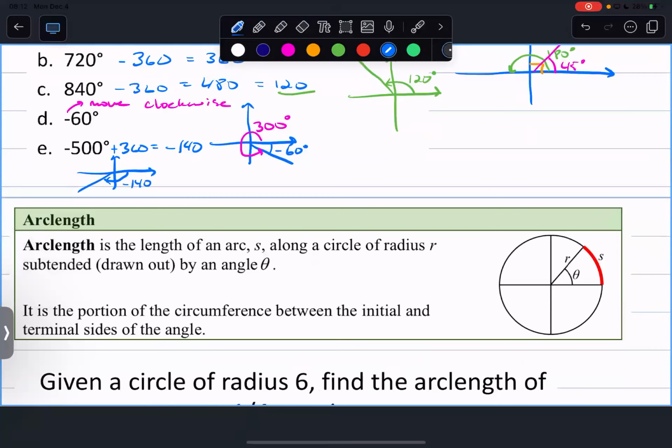So negative 140 degrees is going to be coterminal with 360 minus 140, which is 220. Just make sure that they add up to 360 and cancel each other out, so you end up in the same spot. Okay. So even if you have these crazy large angles, you can reduce them to something just on the circle.